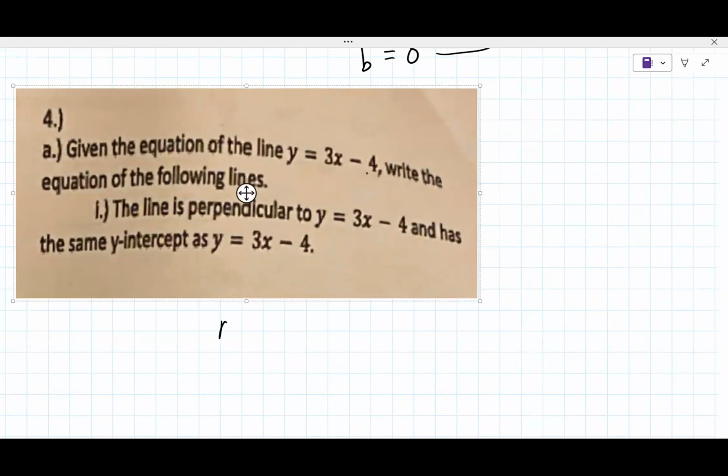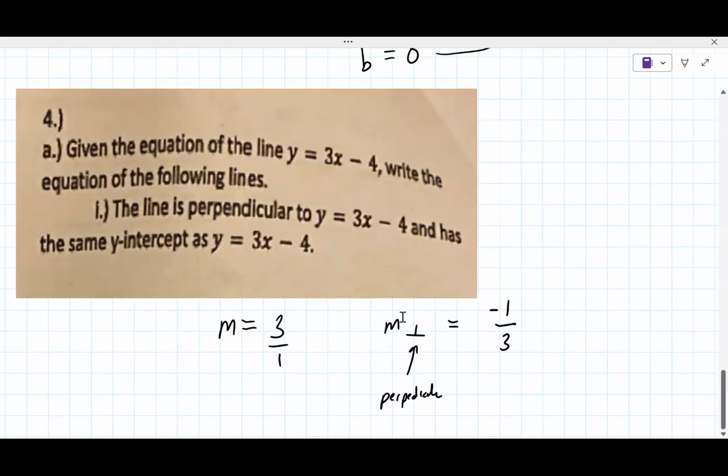is perpendicular. So the slope of the original line is 3. The slope perpendicular, so this little symbol there means perpendicular, is the flip of the slope, and then you negate it. Okay. Now, the next thing it says is it has to have the same y-intercept. So what is the b value of this equation?